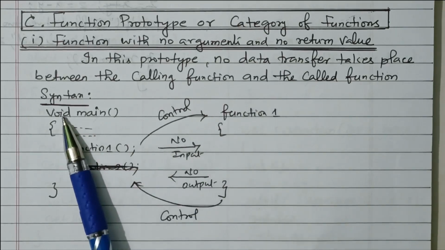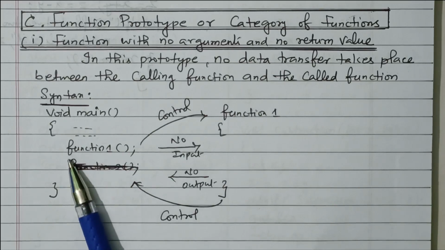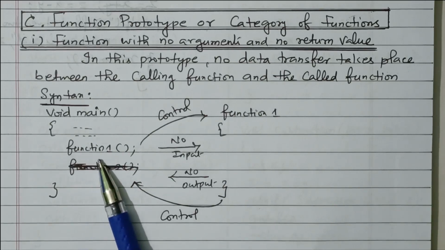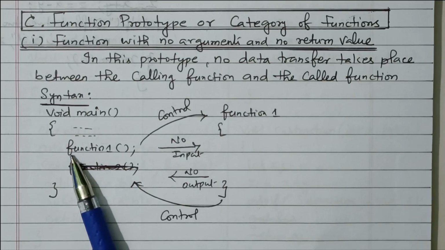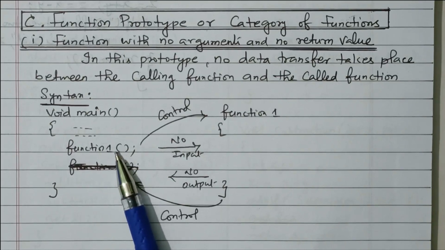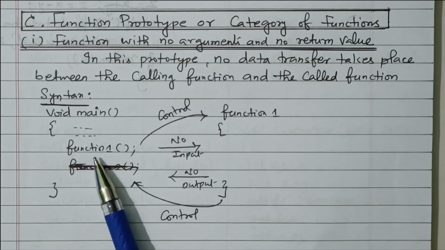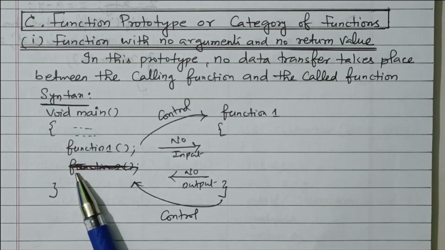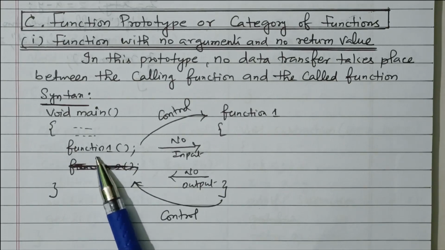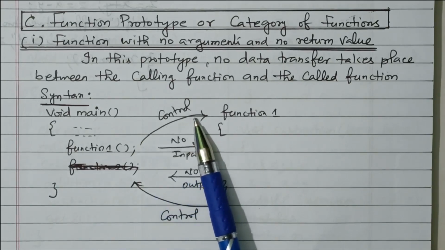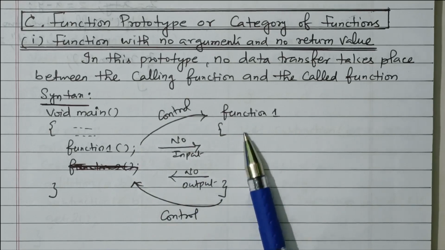So the syntax is: a main program, in which we are calling one function, function1. Function1 with open and closing parentheses means function calling. The main program has many instructions, and in that we are calling the function. When the control is transferred to the function, this is called the function definition.